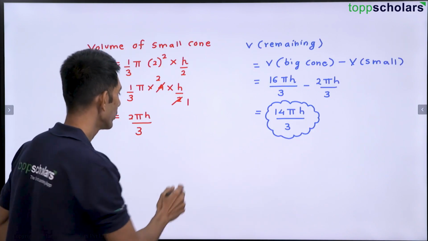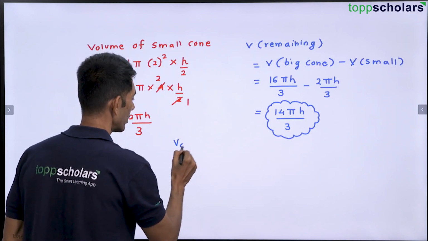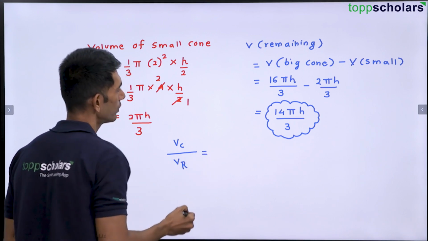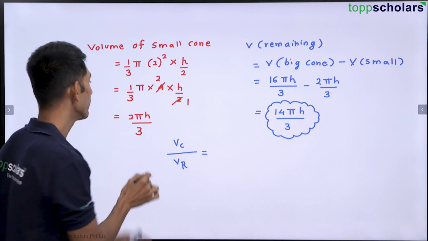So volume of cone by volume of remaining part will be equal to, what is the volume of cone? The small cone, this one.